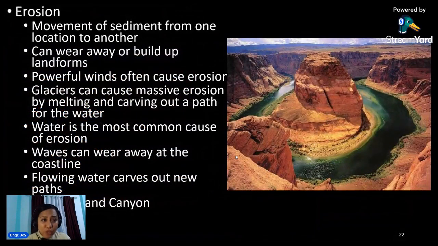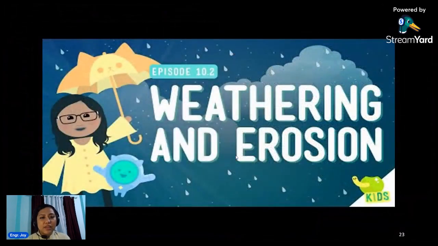Erosion, the movement of sediment from one location to another, can wear away or build up landforms. Powerful winds often cause erosion. Glaciers can cause massive erosion by melting and carving out the path for the water, and water is the most common cause of erosion. Waves can wear away at the coastline, and flowing water carves out new paths, as you can see in the Grand Canyon. So that is weathering and erosion.